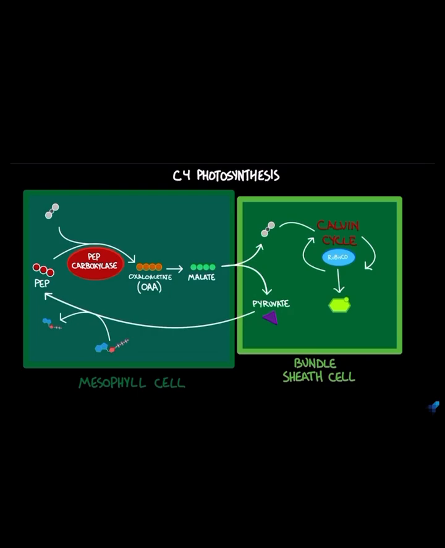So OAA is then converted into malate, and malate is then moved to a specialized cell called a bundle sheath cell. So it's shuttled out of this cell into another one. So here, malate is broken down into pyruvate and CO2. All you need to know about this pyruvate is it's going to go back into the first mesophyll cell again and be converted into PEP by way of ATP. So the CO2 here in the bundle sheath cell will combine with RuBP via Rubisco and then proceed to undergo C3 photosynthesis.